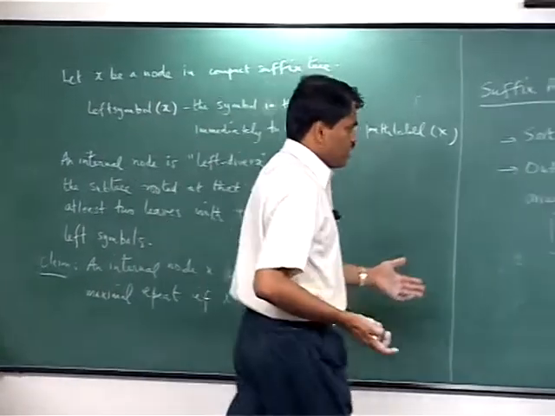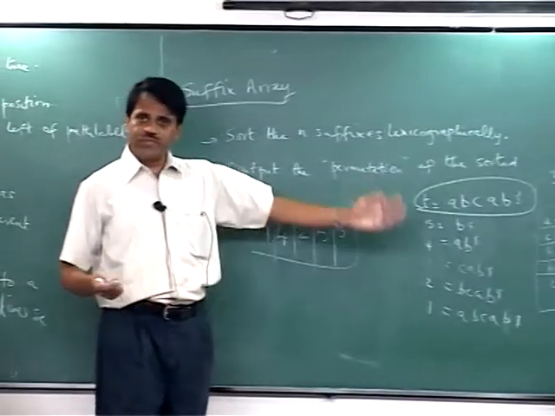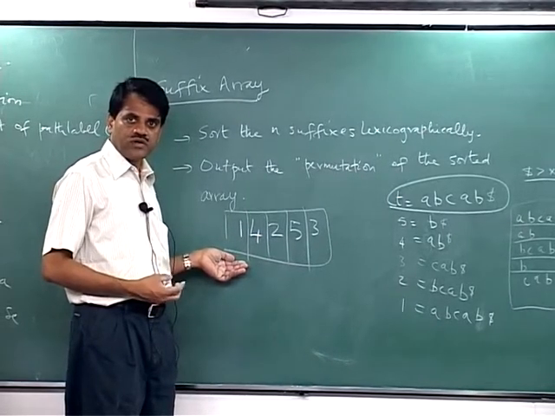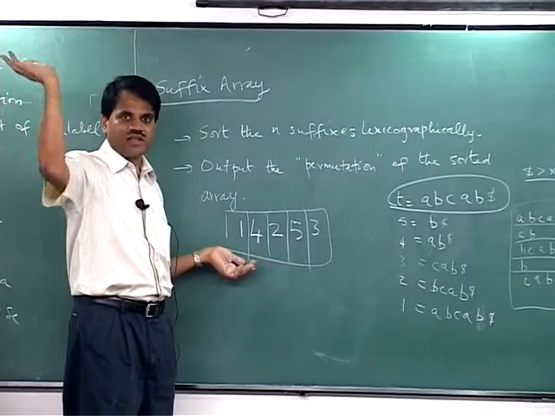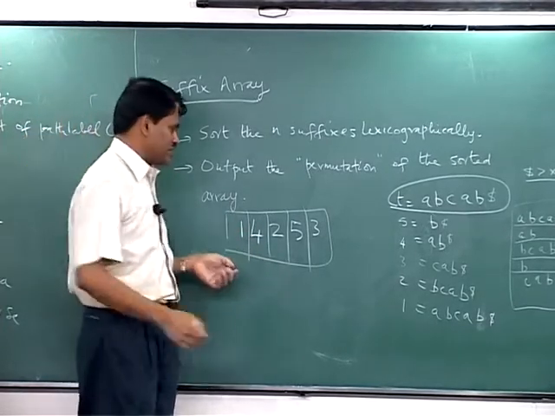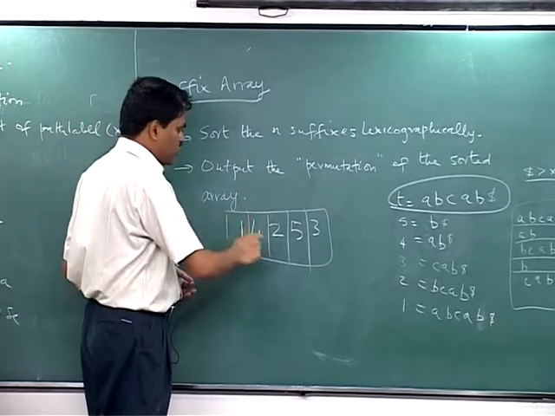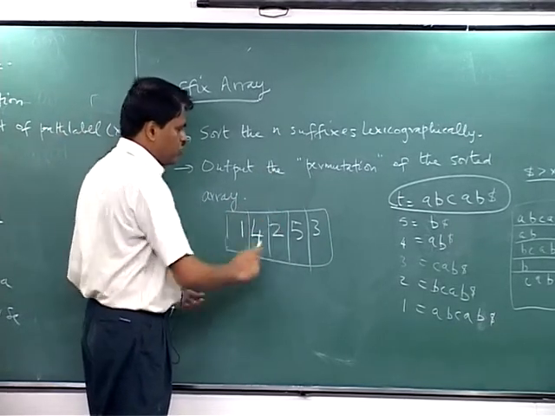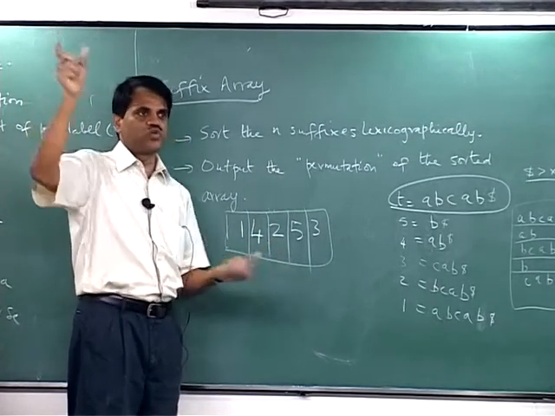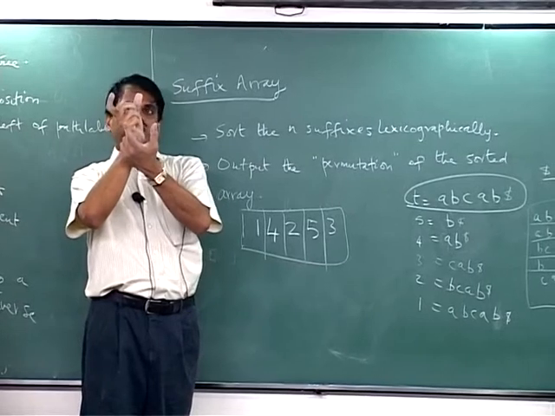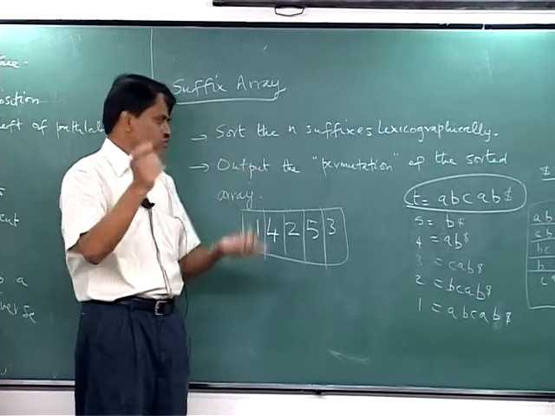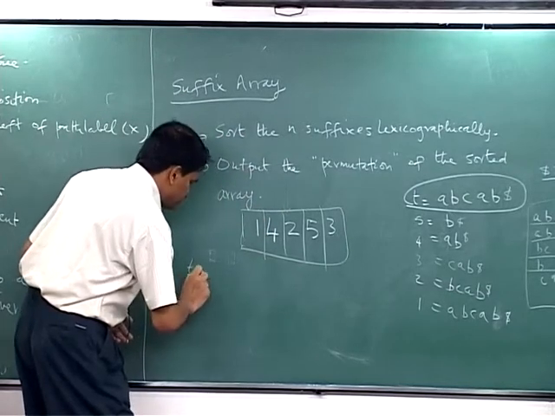And why is it enough that I do not keep the suffixes, but just keep these numbers? Because your text is there. When I want to do the comparison, I go to that text. So I do a binary search. I go and check the middle one, which is 2, which means I check the substring starting at position 2 against my pattern, and it tells me whether to go left or right, and then I come back and continue the binary search.